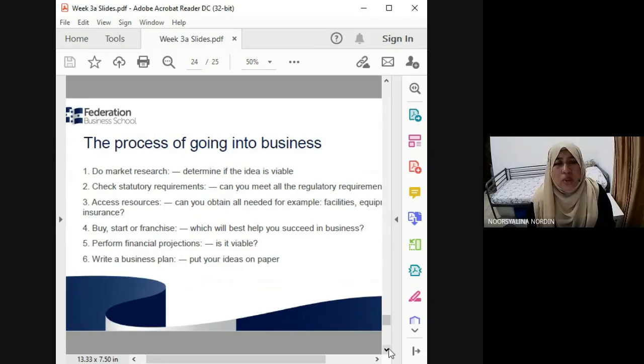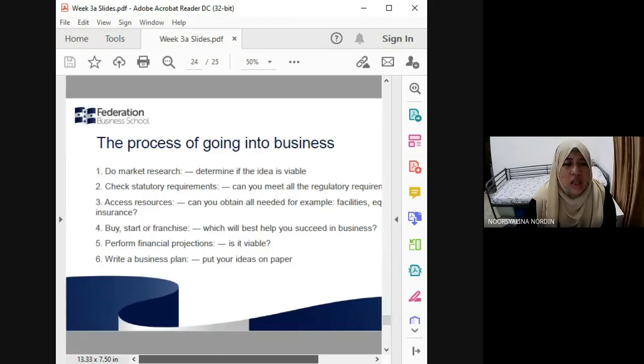Number one, we have to do market research. This is important because we have to make sure that the idea is viable, that it really has potential. The second one, check the statutory requirements. Can you meet all the regulatory requirements? Can you obey the rules of the municipality or the place that you may rent? And the third one, access resources. Can you obtain all the needed facilities, equipment, and insurance?